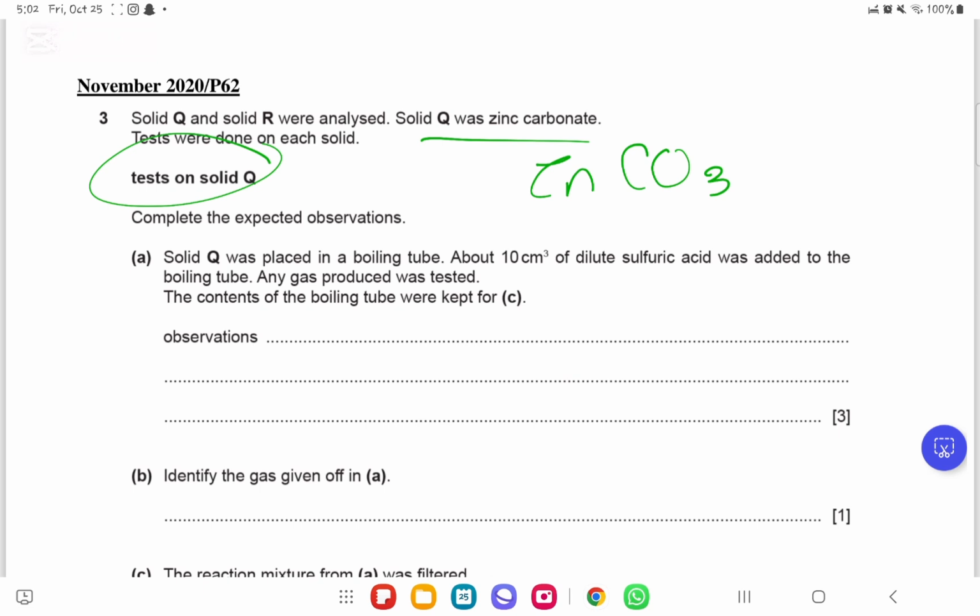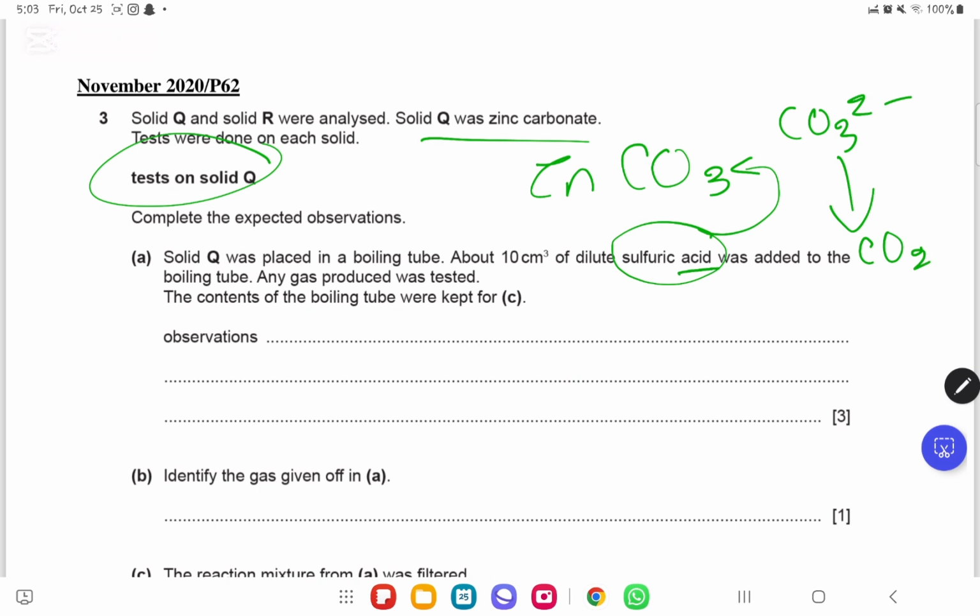About 10 cm cubed of dilute sulfuric acid was added to the boiling tube. Any gas produced was tested. Since we're adding sulfuric acid and in zinc carbonate, solid Q, we have carbonate, which is CO3 2-. When CO3 2- reacts with an acid, it produces carbon dioxide, which is CO2 gas. So because there is a gas produced, we will say that there is going to be fizzing. Fizzing means bubbles. You see bubbles. This is the first thing you're going to see.